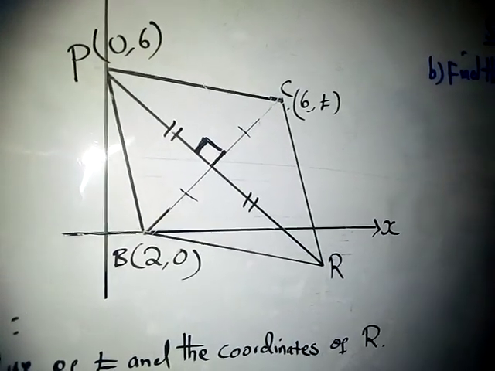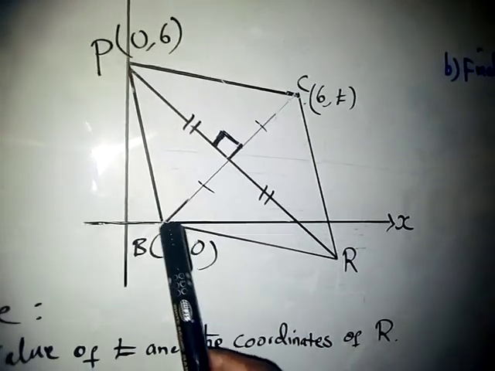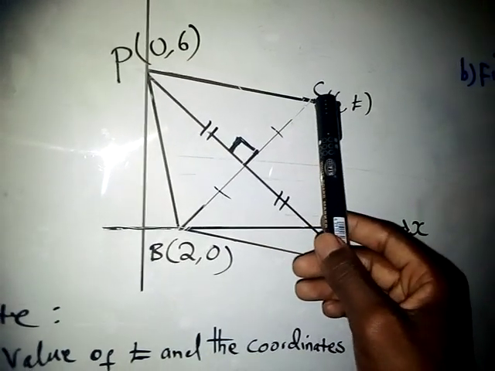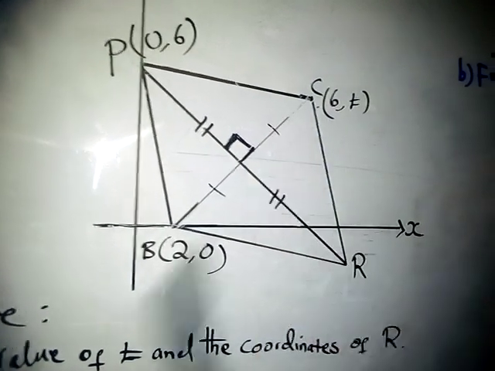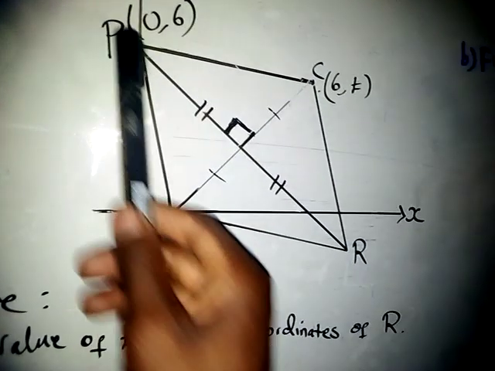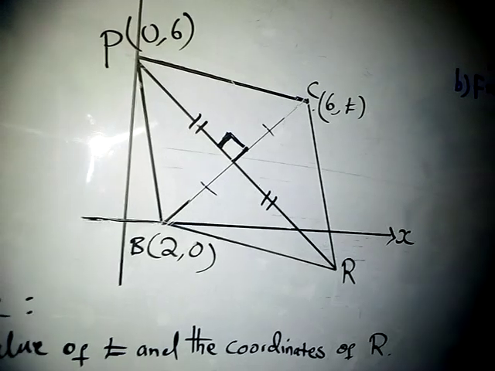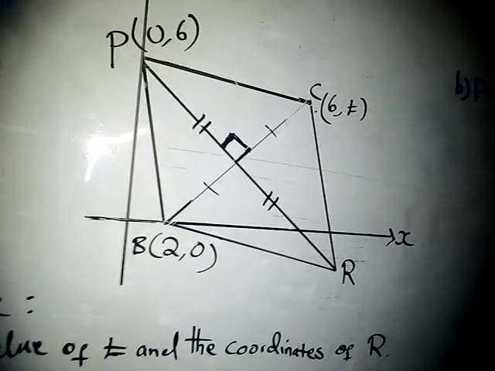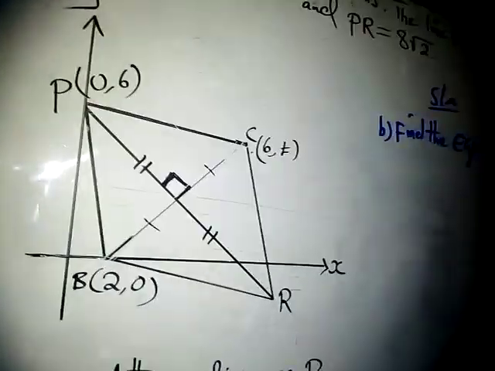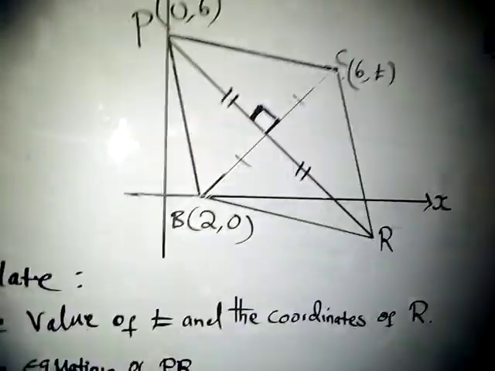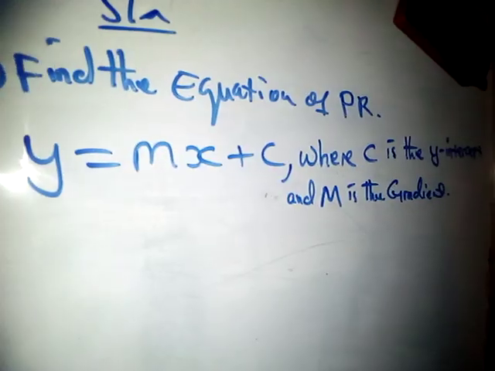This much we know. So this simply means if we know the gradient of this particular line, we just reciprocate its gradient and negate it, and that will be the gradient of the line PR. That's basically the concept we're going to apply here. So simple, right? Very simple. So now let's find the equation of that line PR. Let's get started.